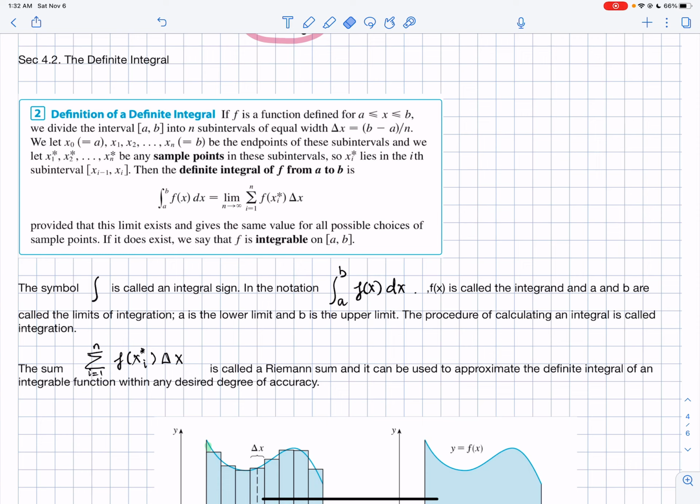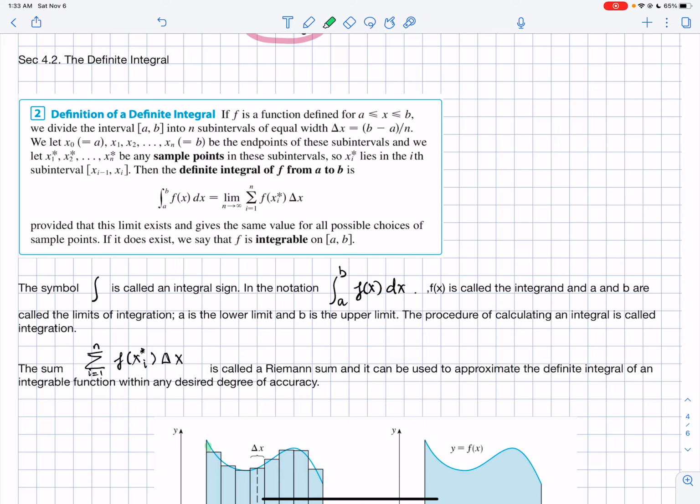Section 4.2, the definite integral. Definition. If f is a function defined on the closed interval [a, b], we divide the interval [a, b] into n subintervals of equal width delta x equal to (b minus a) divided by n, and we let x0 equal a, then x1, x2, all the way to xn is b, the endpoints of these subintervals.